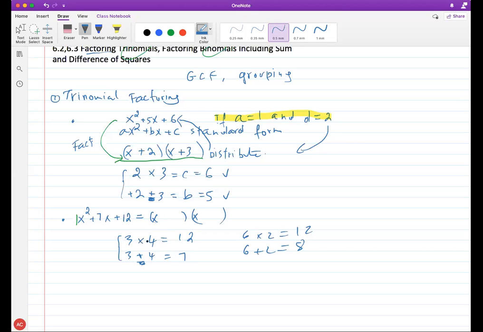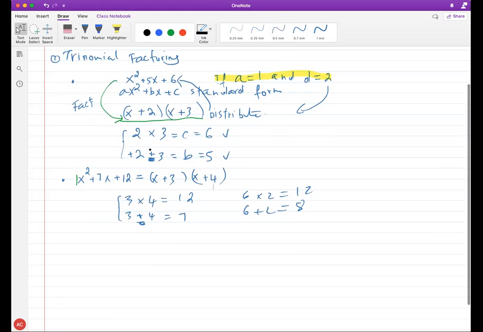So the numbers are positive 3 and positive 4. Doesn't matter which order we write it in, if it's 4 or 3 or 3 or 4, same thing, right? That's right, it doesn't matter which one goes first here. If you distribute, you combine like terms, you get back to this. Okay, so that's basically how you factor using trinomial. And let's do another example now.